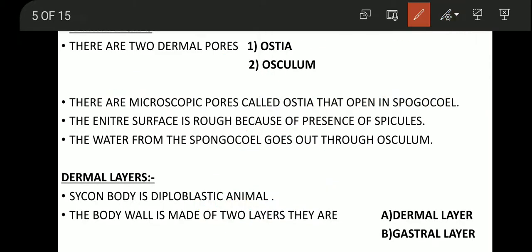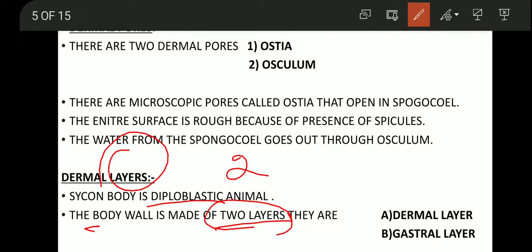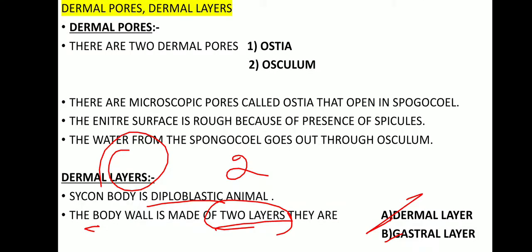So now we have completed the dermal pores, and we are discussing the dermal layers. The Sycon body, the sponge body, is diploblastic. Di means two, and blastic means germinal layers. They have two layers. The first one is the dermal layer or epidermis, and the inner layer is the gastric layer. Is that clear? First is the dermal and the later is the gastric.